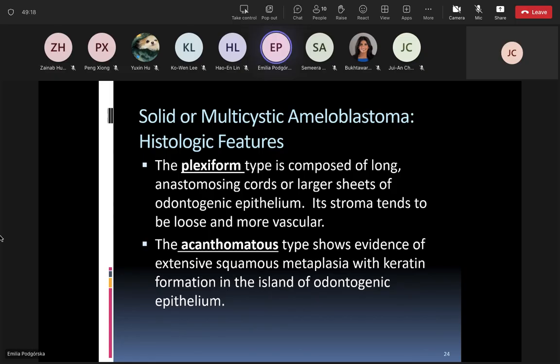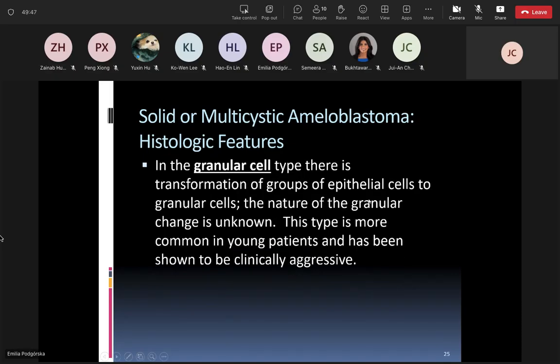The plexiform type is composed of long anastomosing strands or larger sheets of odontogenic epithelium. Its stroma tends to be loose and more vascular. The acanthomatous type shows extensive squamous metaplasia with keratin formation in the islands of odontogenic epithelium. In the granular cell type, there is transformation of groups of epithelial cells to granular cells. The nature of the granular change is unknown.